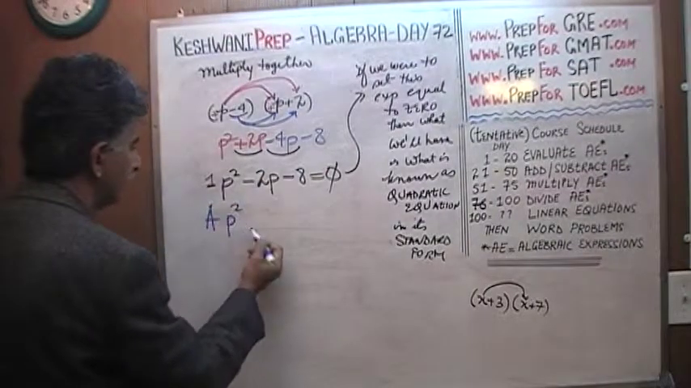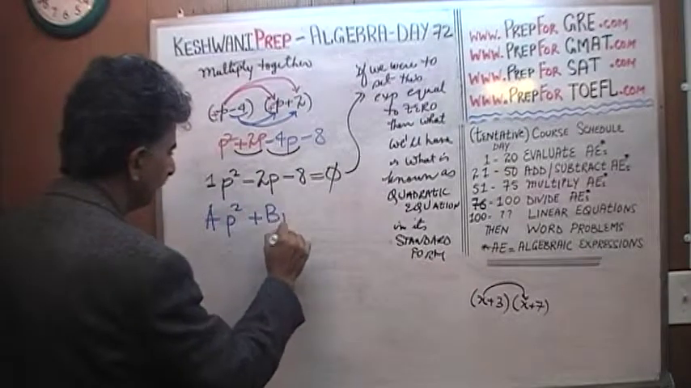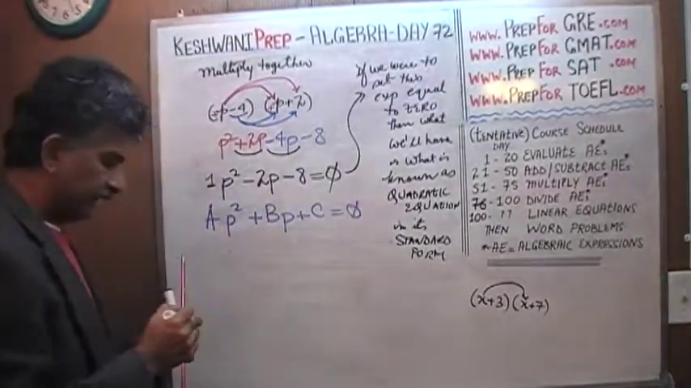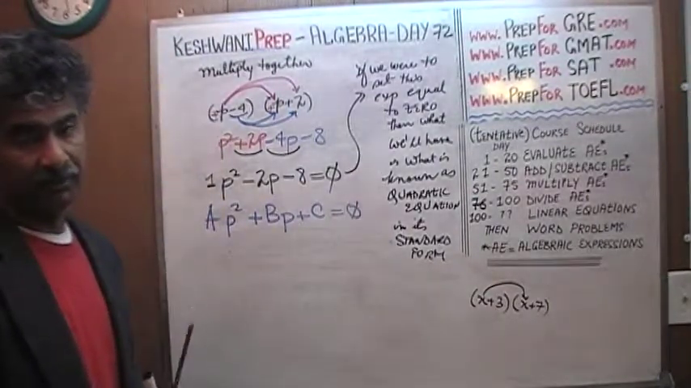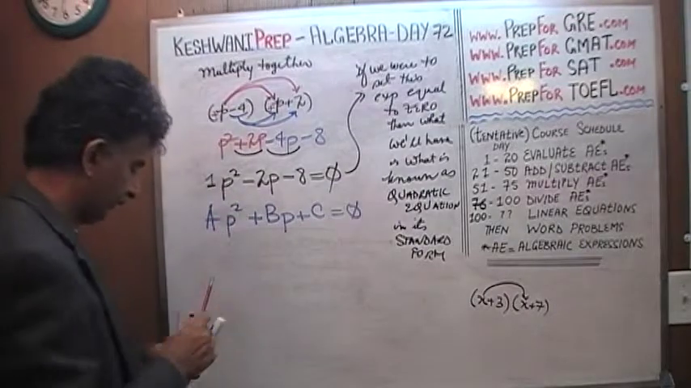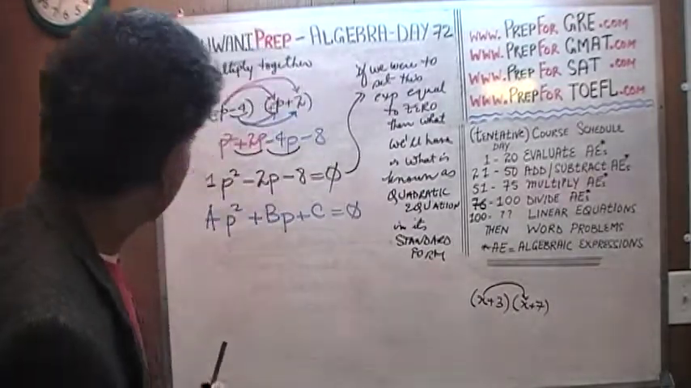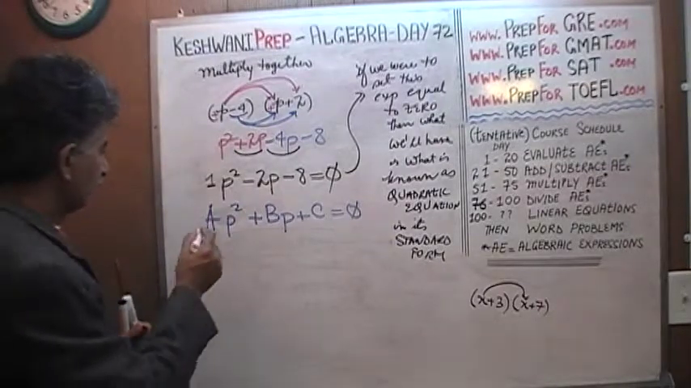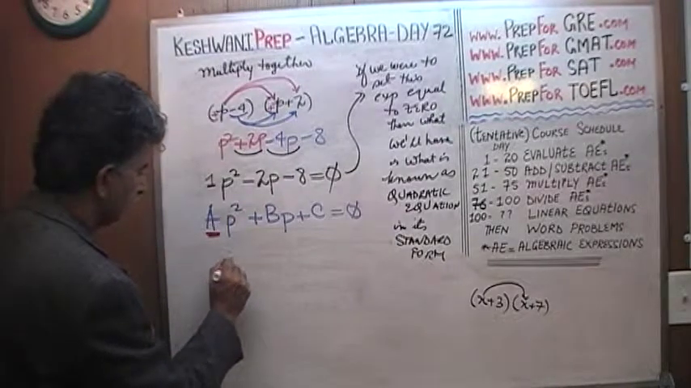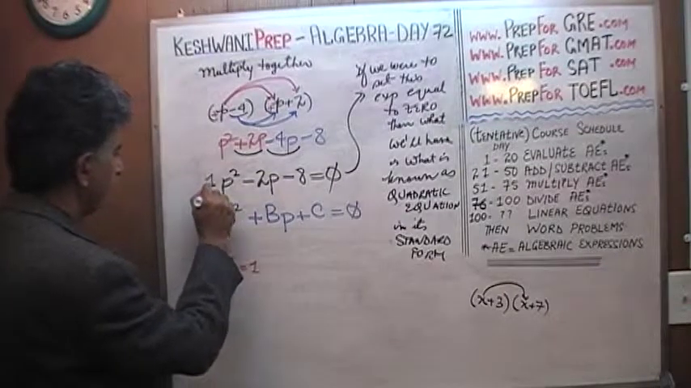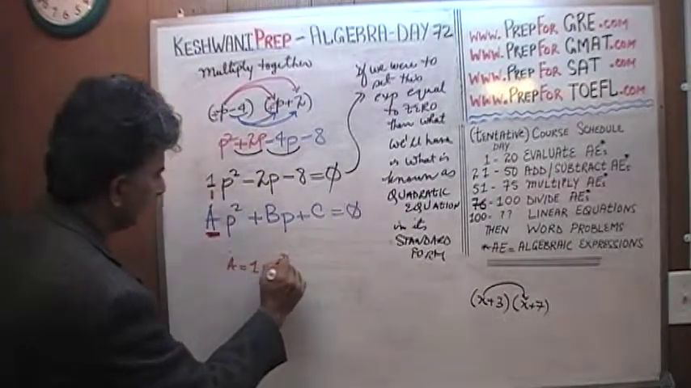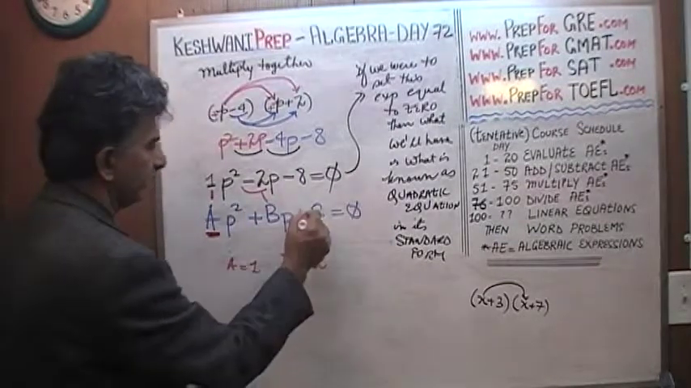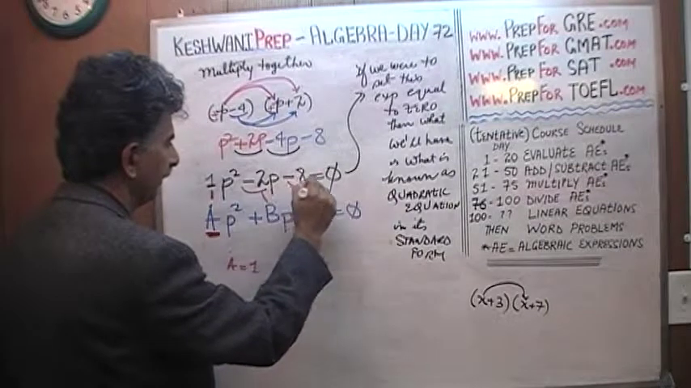A p squared plus b p plus c equals 0. p is your variable. Traditionally they express it in terms of x, but here since we have p, I stayed with p. p squared, x squared, doesn't matter. So here our a equals 1, our b equals -2, and our c equals -8.